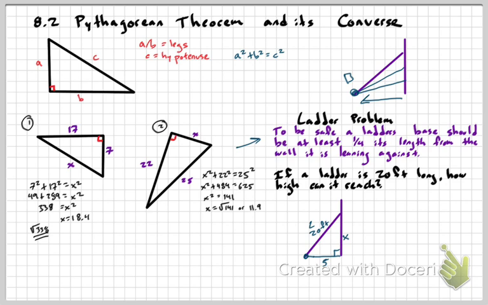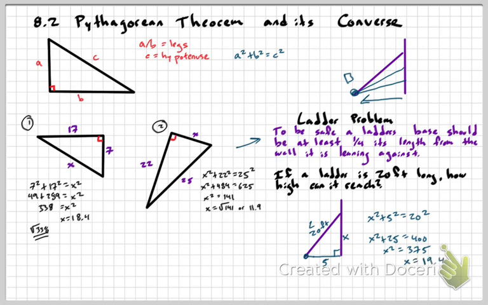So here's our setup now. Our hypotenuse is 20. Notice that the ground and the wall make a right angle, and then the ladder makes the hypotenuse of our right triangle. So because 20 is our hypotenuse, it would be x squared plus 5 squared equals 20 squared. X squared plus 25 equals 20 squared, which is 400. Subtract the 25 from both sides, so x squared equals 375. Square root of 375 is, as a decimal, 19.4.